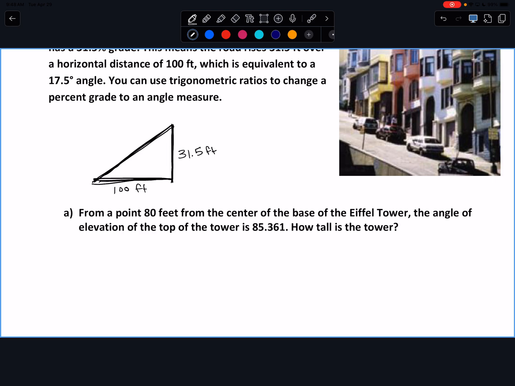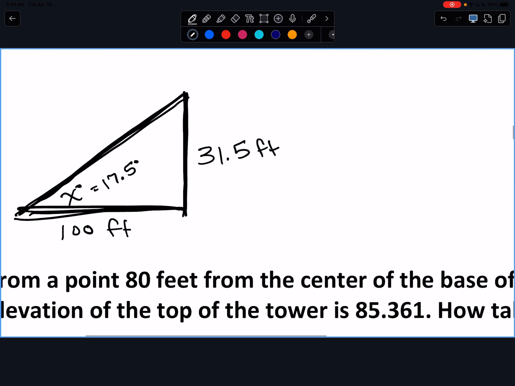So if you were trying to figure out this angle right here, you would determine using trig the % grade for that angle measure. So to get that 17.5, what did they do? This goes back to yesterday's lesson. To get that 17.5, what did they do?